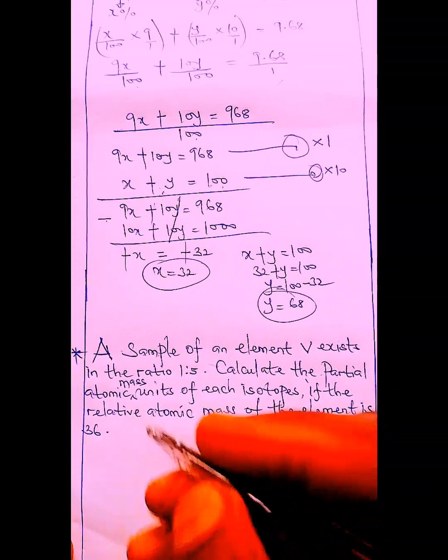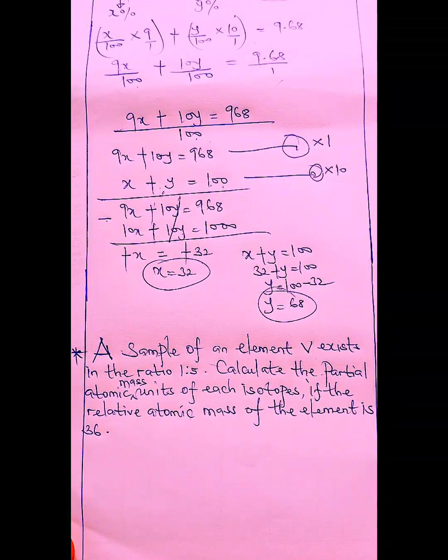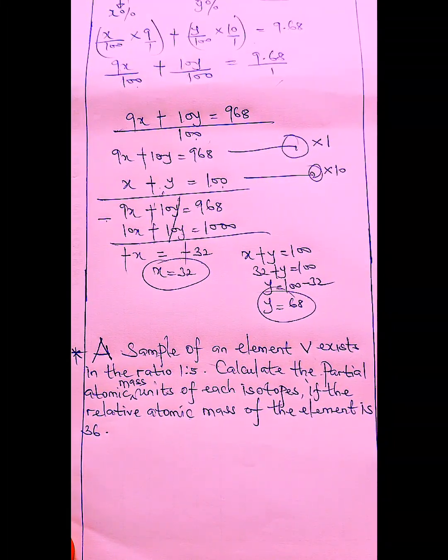Partial atomic mass unit of each isotope. Now don't forget, there's a big difference. I want us to really clarify a couple of things. It's a difference between the mass of a given isotope, the relative mass of a given isotope, and the partial atomic mass of that same isotope.